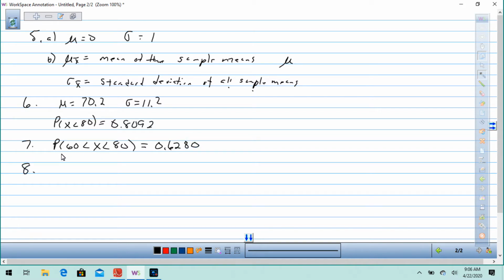Number 8, diastolic blood pressure. Find the 90th percentile. Okay, when we're finding the 90th percentile, let's draw a little thing here.